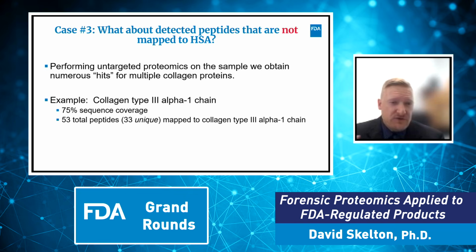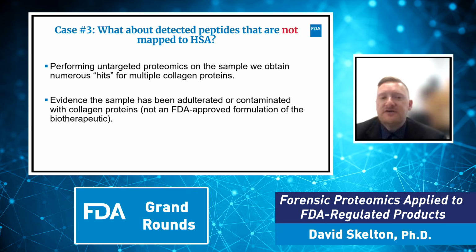So what that means is 33 of our peptides had an amino acid sequence that is only found in this one collagen protein, and it's not observed in any of the other 600,000 proteins in the database. So this gives us very strong evidence that this sample has been adulterated or contaminated with collagen proteins.